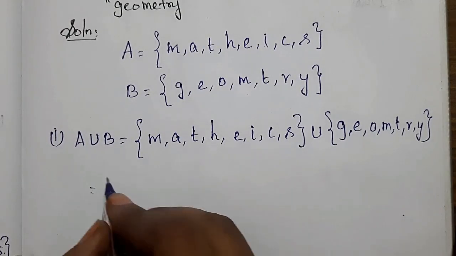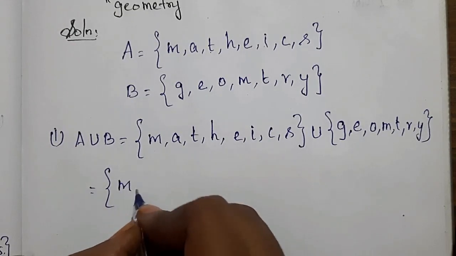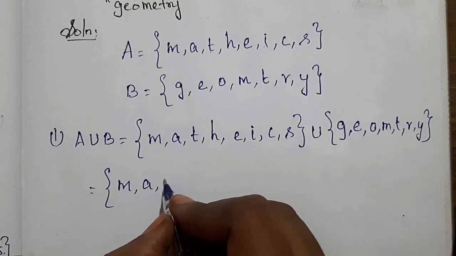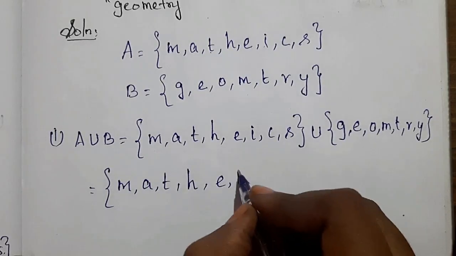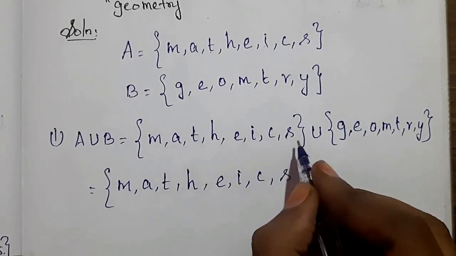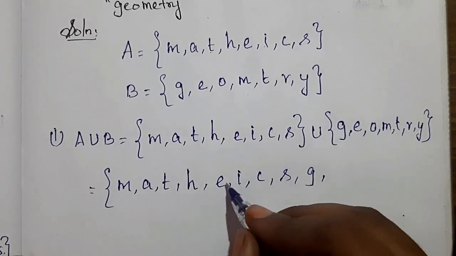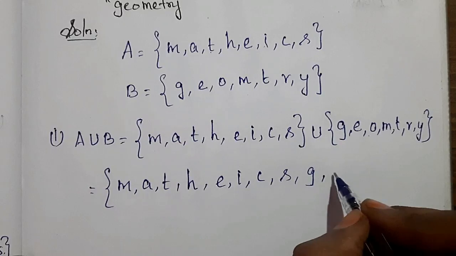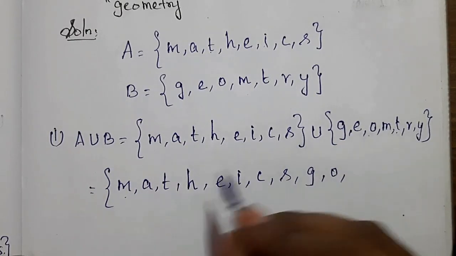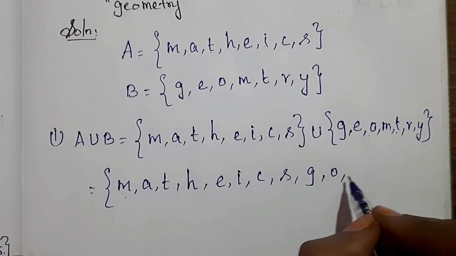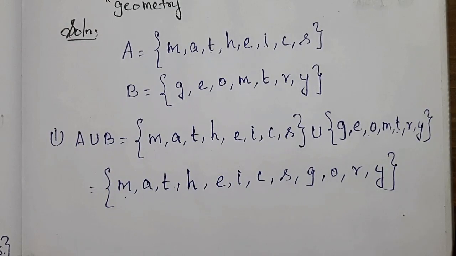Next we can write the union. Union means collect all the elements. So first we can write one by one: M, A, T, H, E, I, C, S. First set elements over. Next set elements: G. E already written, so no need to write. O. M already written, no need to write. Then T also already written. R is not here, then Y is not here. It is A union B.